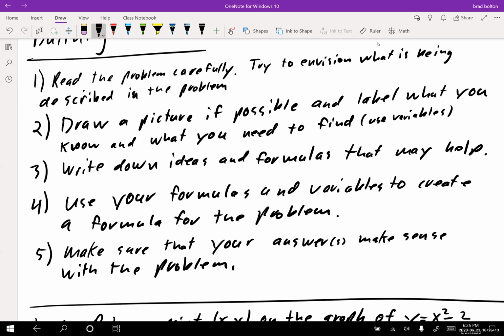Another thing I've noticed is sometimes people get the right answer, but it doesn't fit in the problem. So always make sure that your answer or answers make sense with the problem.